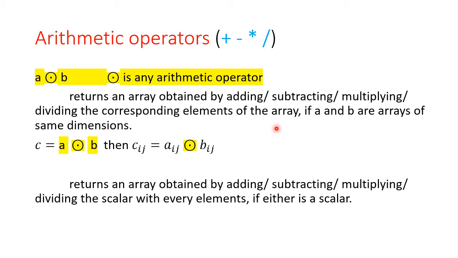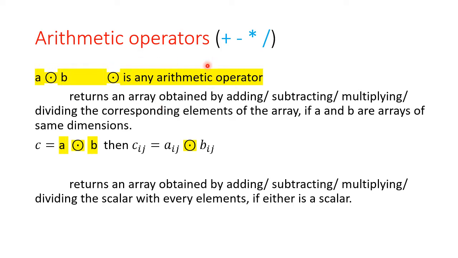That means 0th element of A and 0th element of B are taken and this particular operation is performed. Similarly, this will be performed on all corresponding elements. So Aij operation Bij gives ijth element of the resultant array. So that's the idea. For instance, if I call C is equal to A operation B, then Cij is equal to Aij operation Bij.